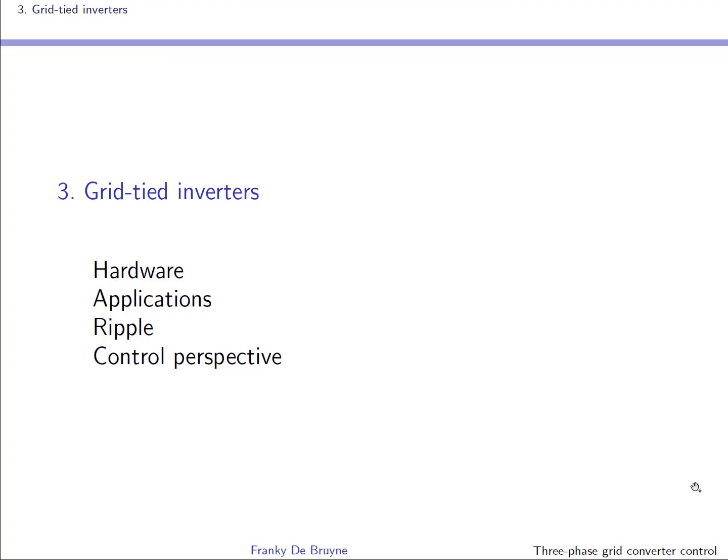Section 3 is about grid-tied inverters. The idea is to connect these inverters to the grid and to control the bus voltage by injecting or retrieving power from the grid. We will talk about the hardware, of course, applications of these grid-tied inverters, ripple current and the LCL filter, and finally we'll propose a simplified model that can be used for control. At the end, you should be ready for the first exercise.